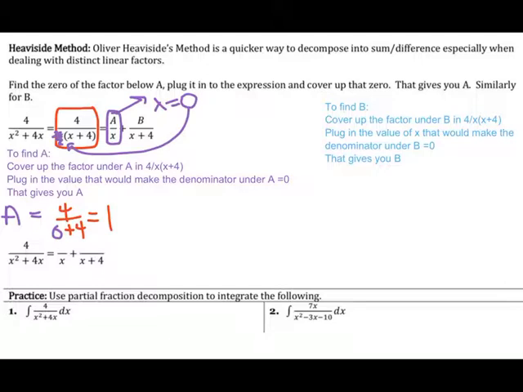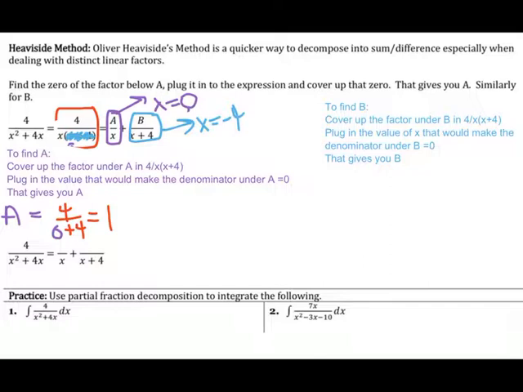All right, to find b, let me erase this purple. To find b, which I'm going to do with blue here, you're going to cover up the factor under b in your original factored expression, 4 over x times the quantity x minus 4. And you're going to plug in for x the value of x that would make the fraction under b undefined.